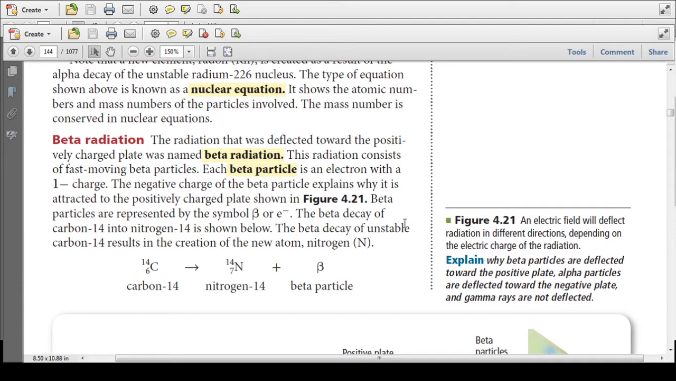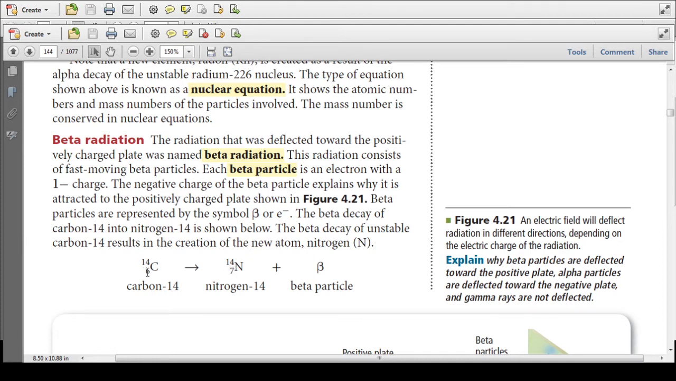The beta decay of carbon-14 into nitrogen-14 is shown below. The beta decay of an unstable carbon-14 results in the creation of a new atom, nitrogen. In this case, we have carbon-14 turning into nitrogen-14 with the loss of 1 electron. Now, how does this happen? Take a look at this. Here, the mass numbers stay the same, but it's the atomic number that changes.